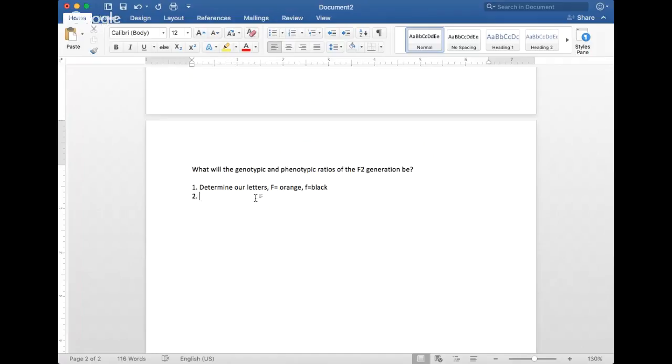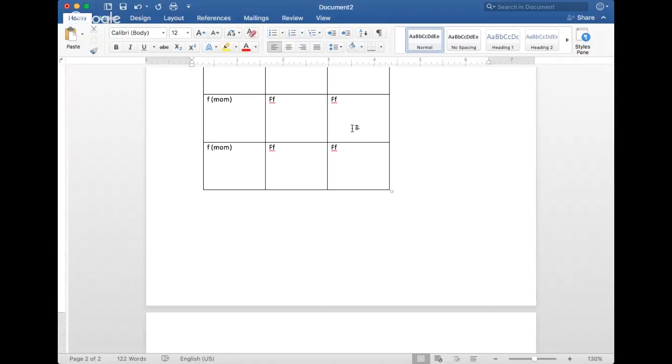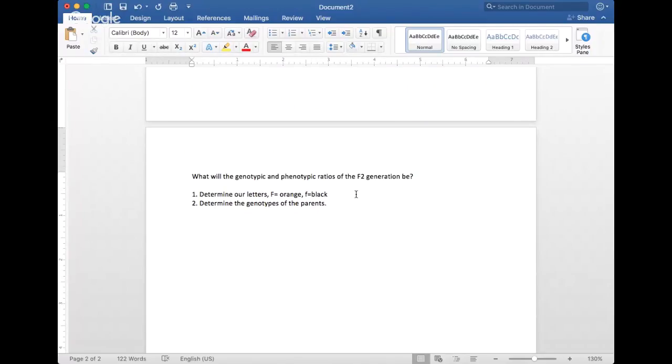All right, so we've got our letters, and then we have to determine the genotypes of the parents. Now, when we're doing an F2 generation, the genotypes of the parents are going to be the offspring from the F1 generation. So we already have our genotypes. This is our genotype right here. So the genotype of both mom and dad is going to be a heterozygote. Okay, so mom is going to be big F, little f, dad is going to be big F, little f. Now we have to determine the gametes of each parent.